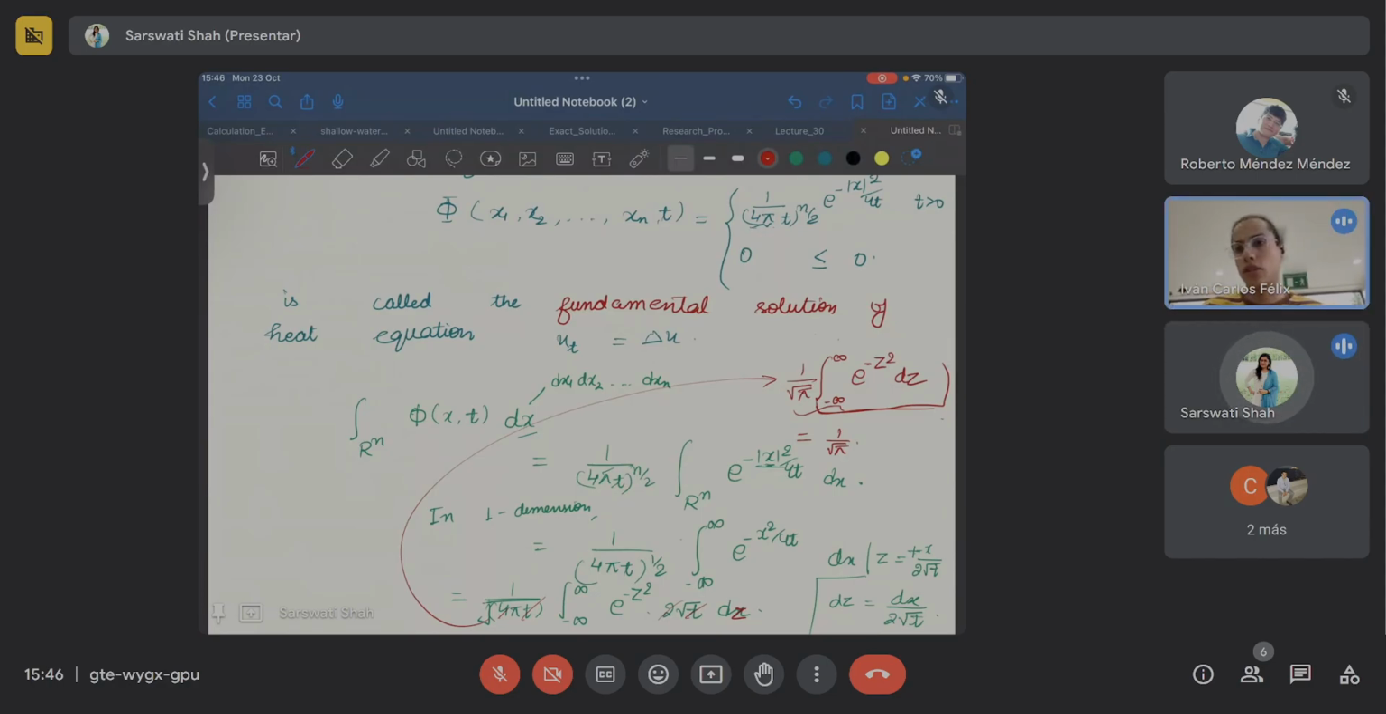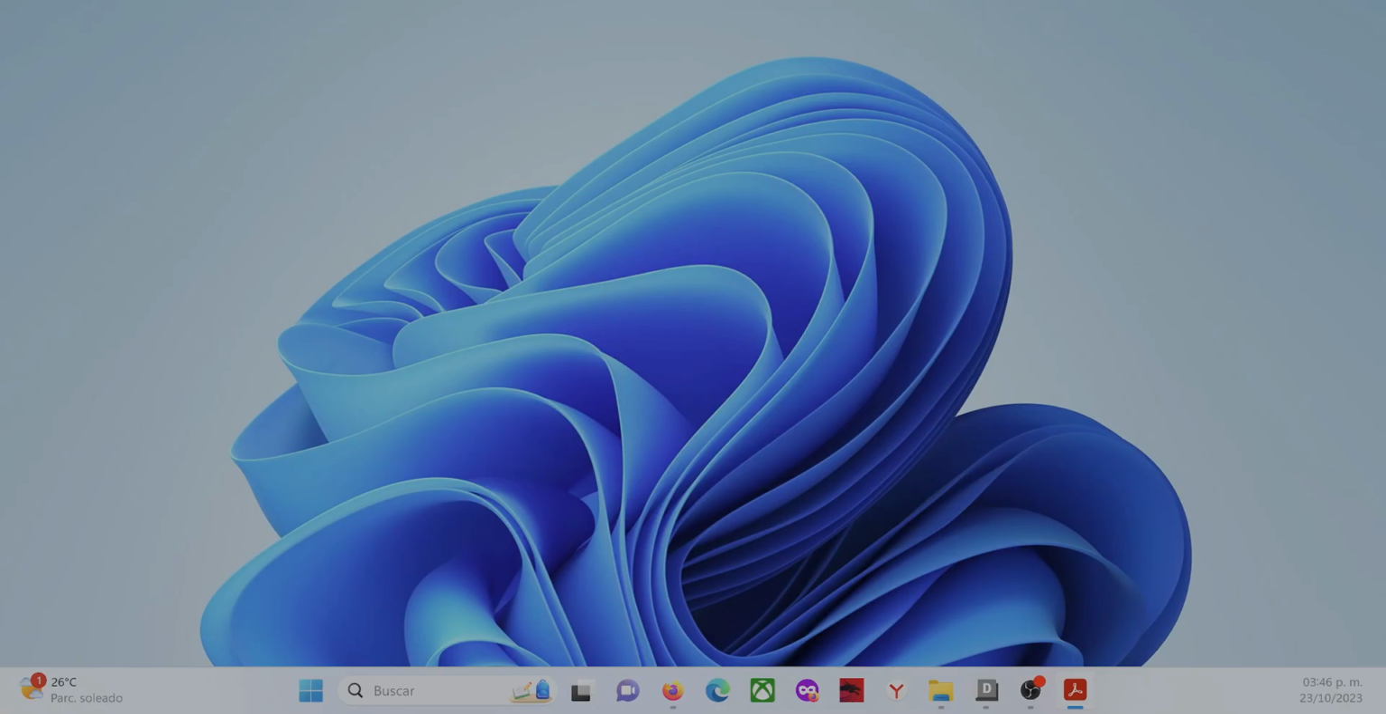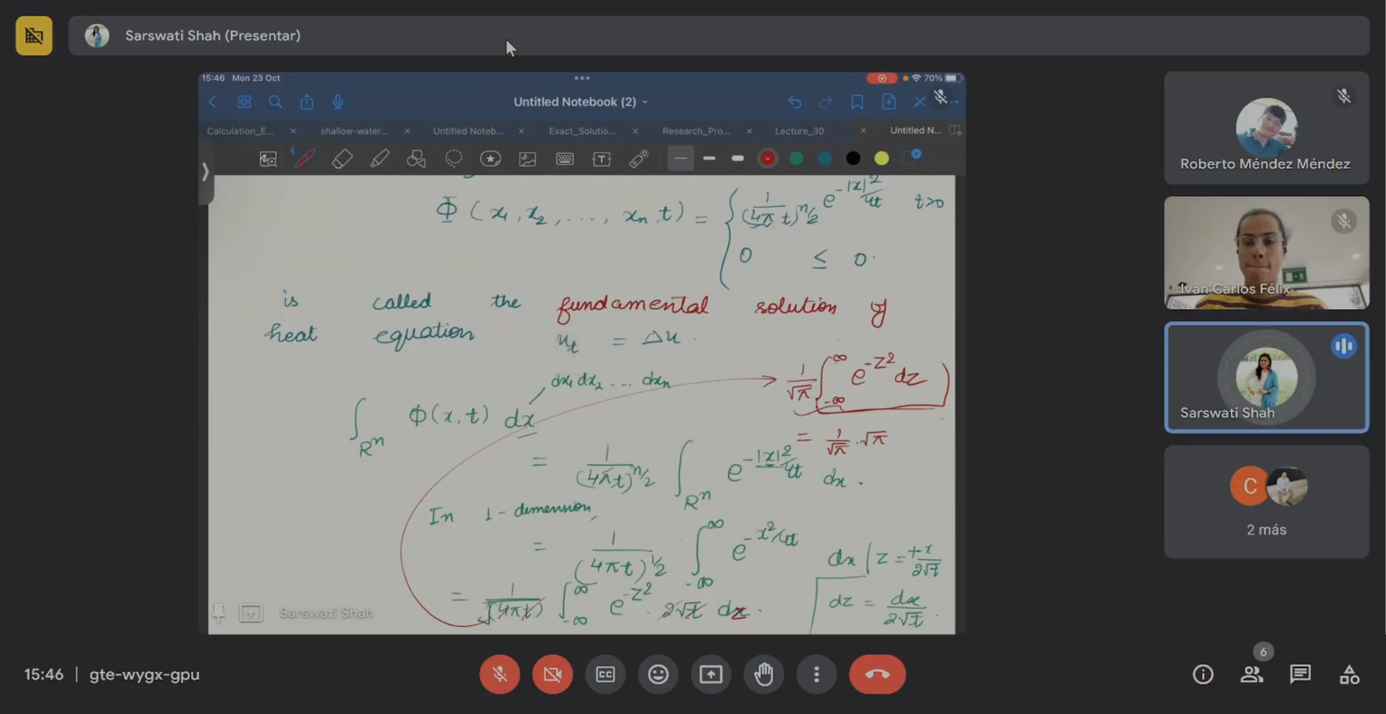Oh, no, it is just because it is from minus infinity to plus infinity, so it is the square root of pi. Yeah, this square root of pi. If it was going to be from 0 to infinity, then the pi over 2 would be coming. So this is coming to be 1.